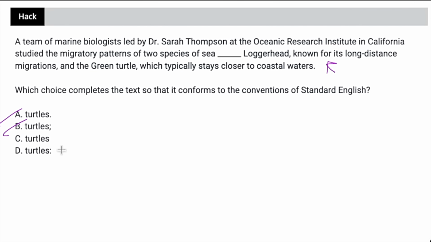And then as far as the actual answer goes, go ahead and pause the video if you want to try it on your own first. But we're going to need a colon because what we have is an independent clause leading up to it, this team studied the migratory patterns of 2 species of sea turtles. And then we have a list, and the most common use of a colon is to introduce a list after an independent clause. So beautiful answer, perfect answer.